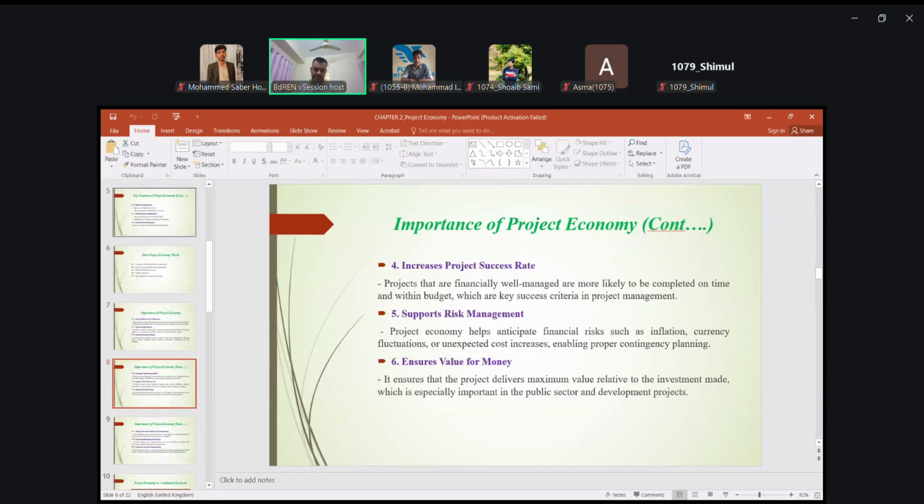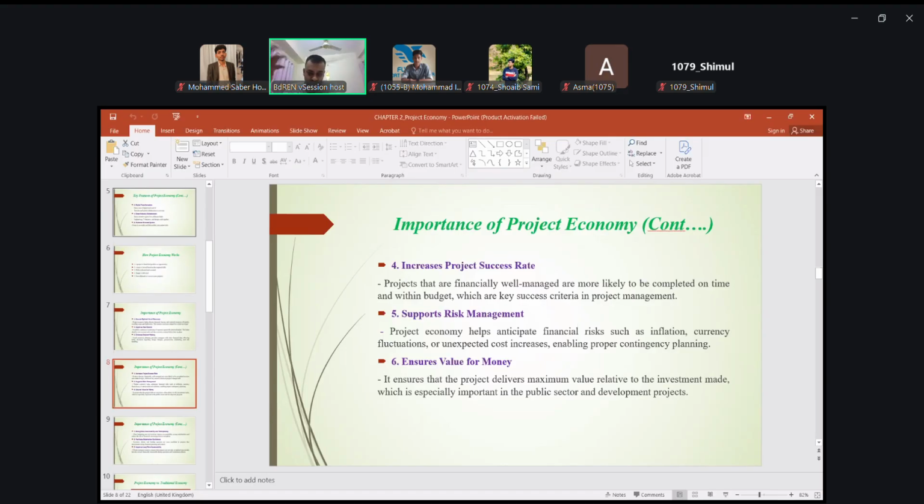Then it increases project success rate. Projects that are financially well managed are more likely to be completed on time and within budget, which are key criteria in project management. So in the case of project economy, projects are financially well managed, and are likely to be completed on time and within budget.